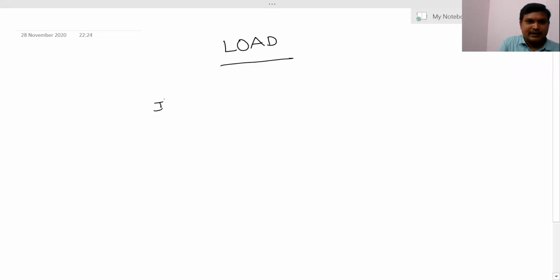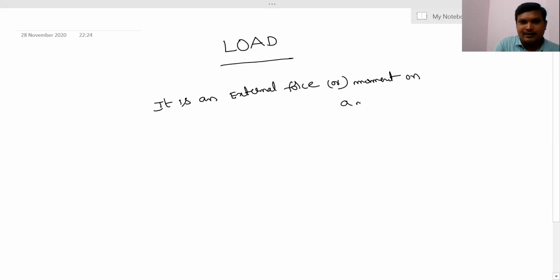It is an external force or moment on a member is called load. So an external force or moment on a member is called load. For example, I'm taking a body that is constrained like this. Constraint means one end is fixed.